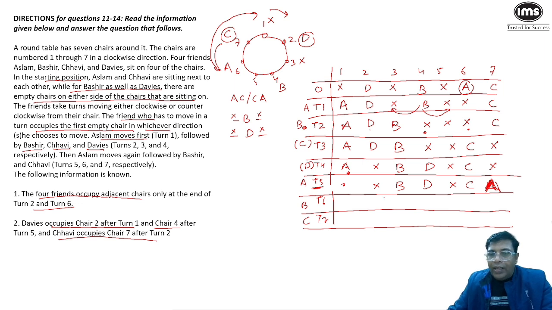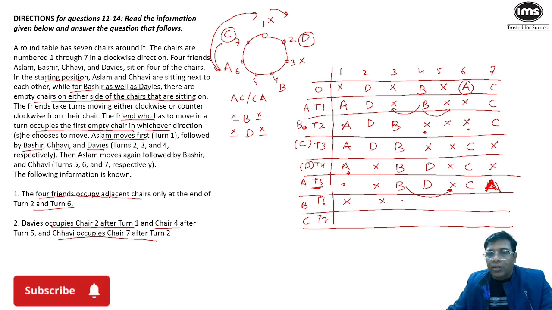Now again after turn 6, all the 4 people have to occupy adjacent chairs. This essentially means that B should move in clockwise direction from 3 to 5. In that case, you can say D, B, C, A. These chairs will be adjacent.